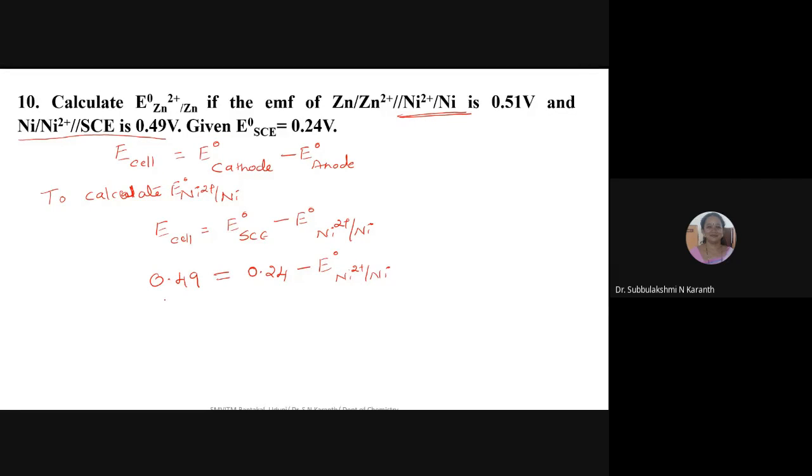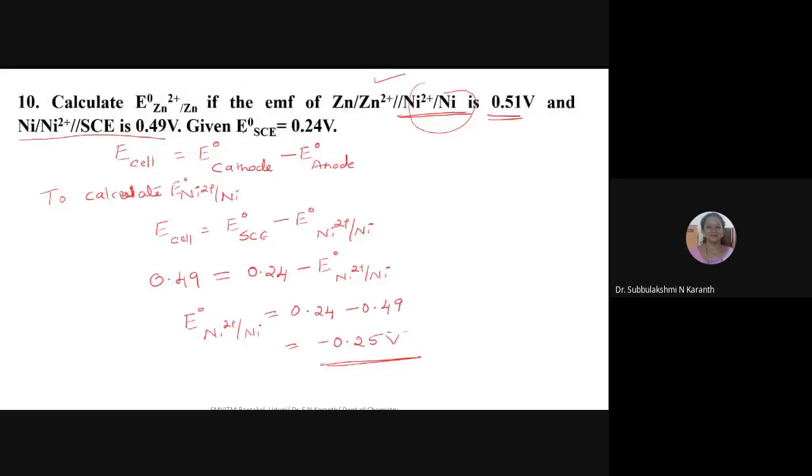Now E naught Ni2 plus bar Ni becomes equal to 0.24 minus 0.49, that is equal to minus 0.25 volt. Now you know the nickel electrode potential. You know the EMF of this cell, that is 0.51 volt, and the nickel electrode potential. Now you can calculate the zinc electrode potential.